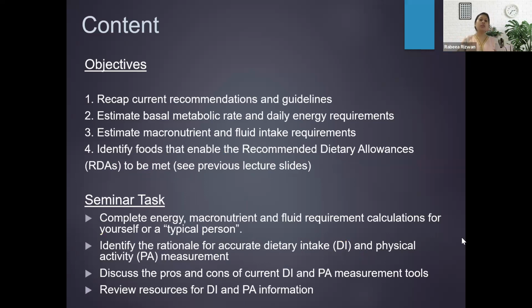Today's learning objectives are a little bit of a recap summary of what we have done in previous sessions, followed by estimating basal metabolic rate and daily body requirements. What are the energy systems in our body? Estimate micronutrient and food intake requirements, and identify foods that enable the recommended dietary allowances, our recommended daily intake of the nutrients, to be met. This will also be covered in the next seminar slides as well.